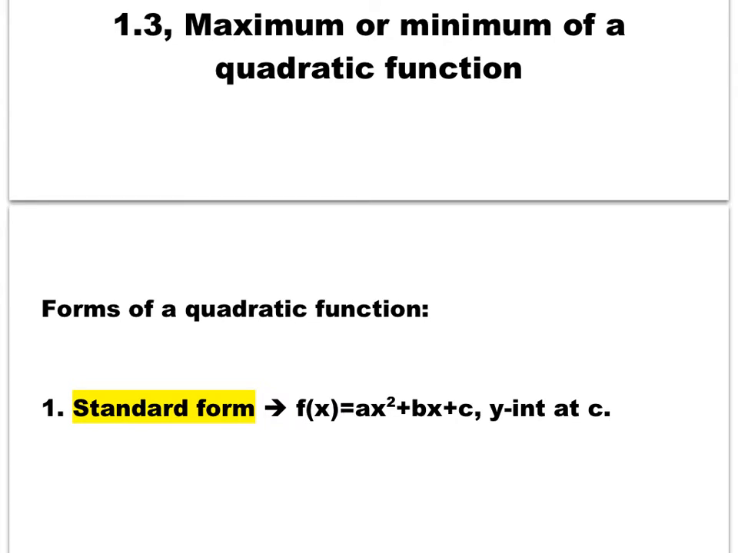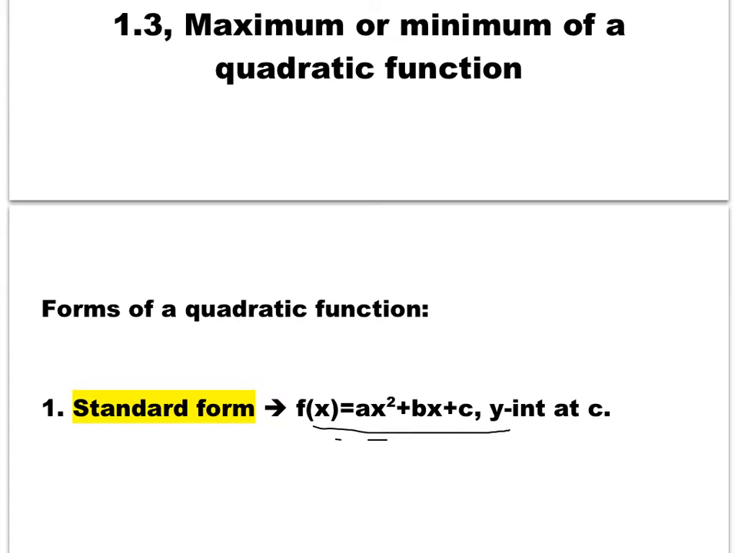The first one is called standard form, where f of x is given as ax squared plus bx plus c, where a, b, c are all real numbers, and a cannot be equal to 0. If a is 0, then it becomes a linear equation.